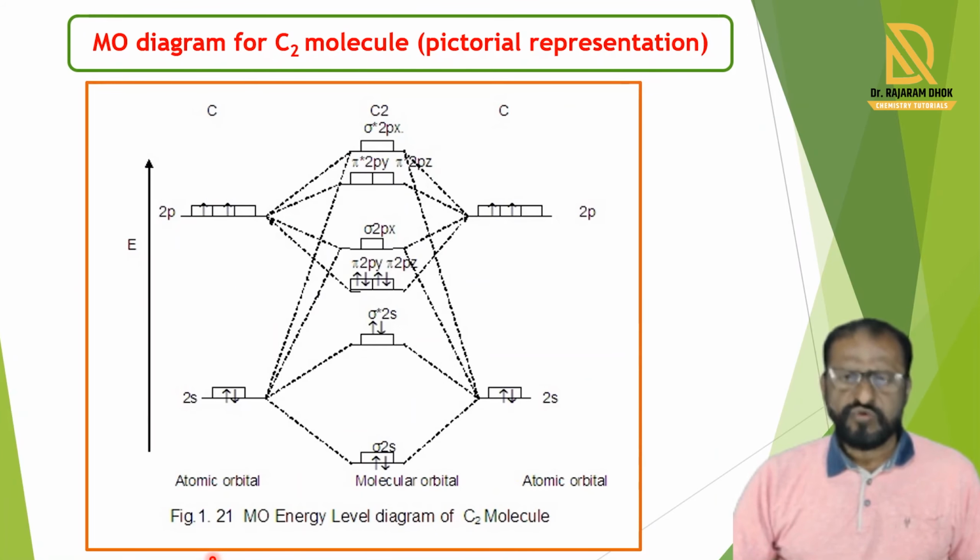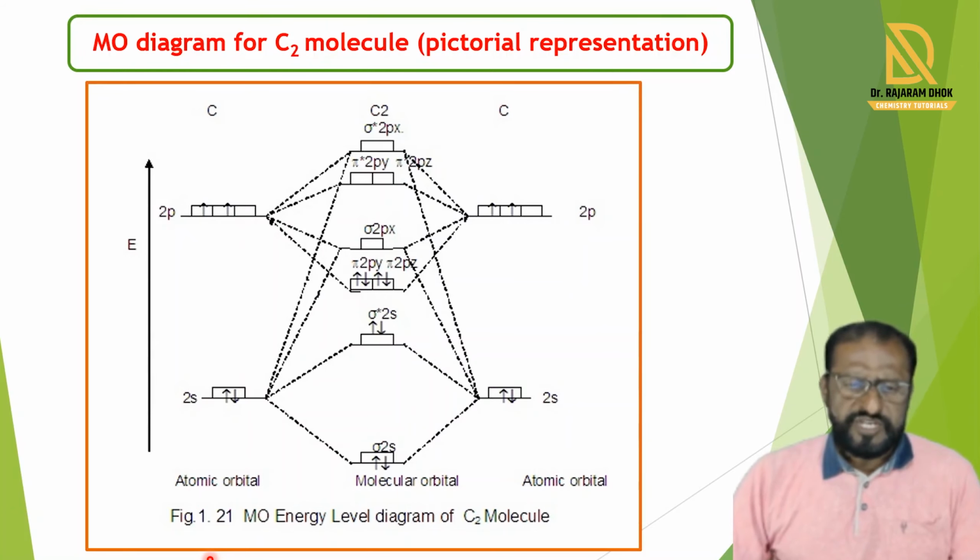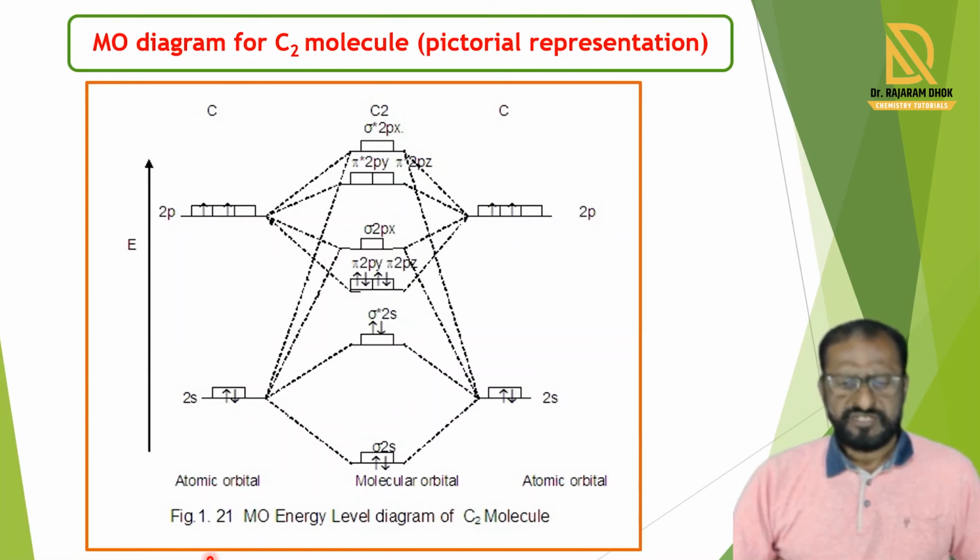Now we see one more energy level diagram for C2 molecule, its pictorial representation. In the pictorial representation of C2 molecule, we write the 2s atomic orbital of first carbon atom and 2s atomic orbital of second carbon atom. Then 2p atomic orbital of first carbon atom and 2p atomic orbital of second carbon atom.